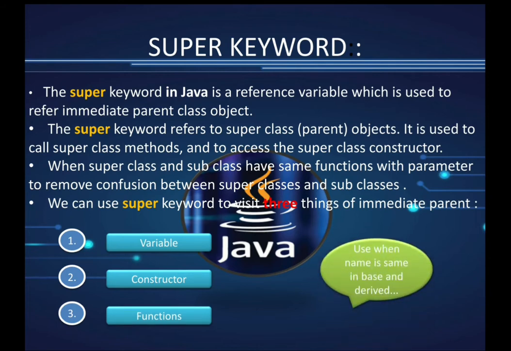The common thing is the name. If the base class variable name and the derived class variable name are the same, then to remove the conflict between the parent variable and the child variable, we can use super. For calling the constructor of the base class from the derived class, we use super. And when we have the same name for functions of both the superclass as well as the subclass, then we use the super keyword.